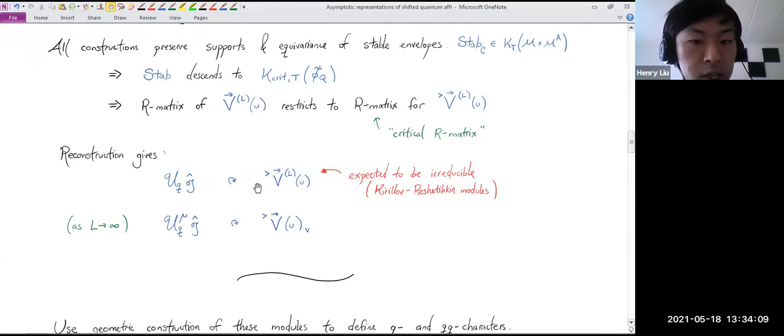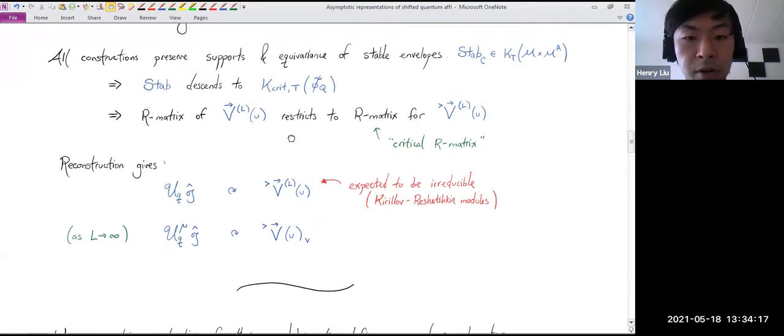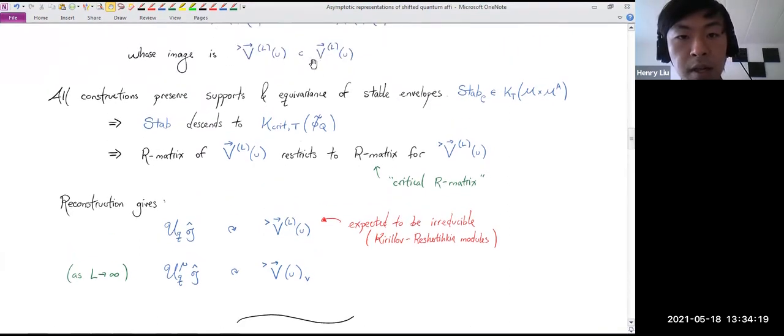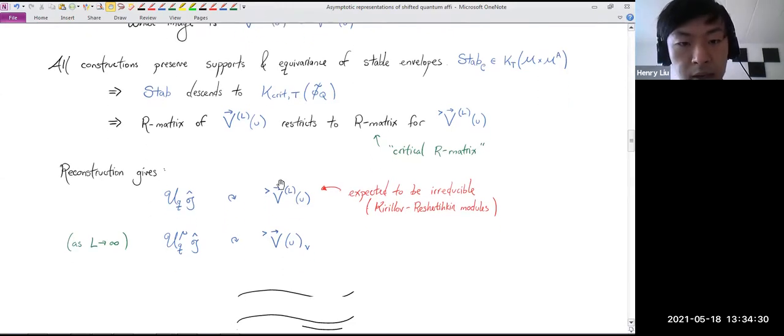The expectation is that these modules are irreducible for the quantum affine algebra. Remember I said earlier that these length L tensor products with the evaluation parameters in a specific geometric sequence are usually reducible. And so it's expected that these new modules are one of these irreducible factors. In fact, they're a very special kind of irreducible module.